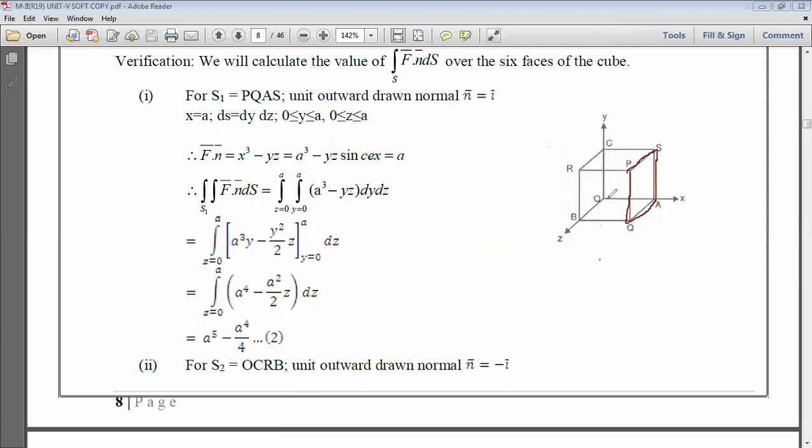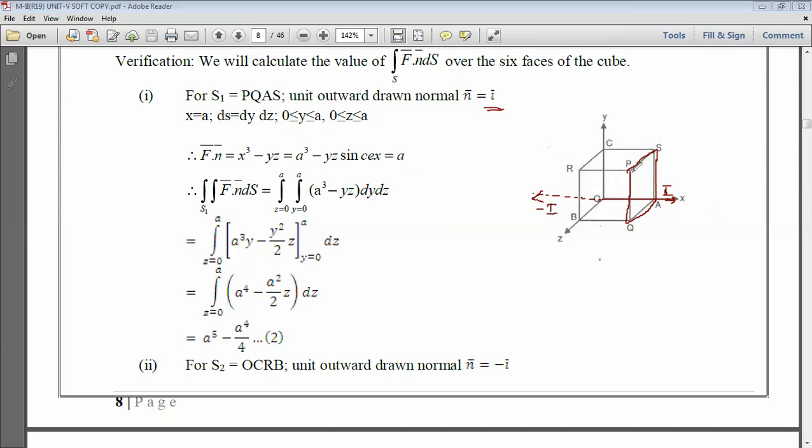And now here, this is the normal vector, right? So the x-axis is the normal vector. On the x-axis, the outward unit normal vector is I. Opposite to this is another face. On this face, the outward normal is minus I. Okay, keep in mind, in whichever face you are choosing, if the direction is going towards positive, then it is I. If it is towards negative direction, it is minus sign. So the first face is S1, PQAS, and the outward unit normal vector is n bar equal to I.